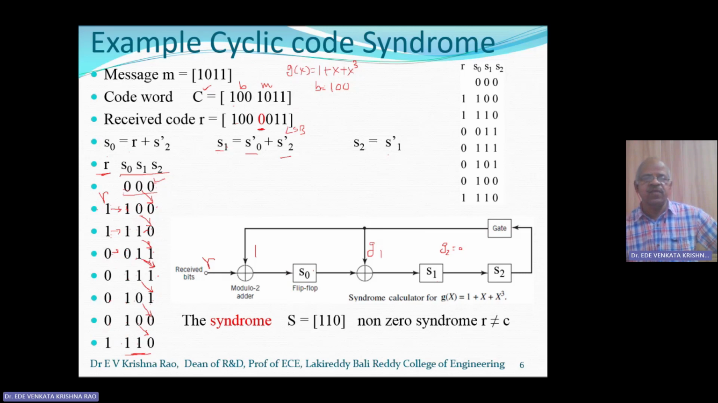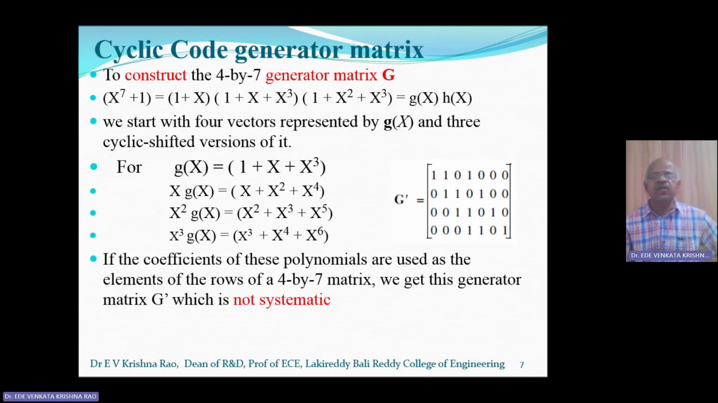So this is the syndrome S. S is 1, 1, 0. So it is not null. Whenever the syndrome is null, then R equals C. When the syndrome is not null, then R is not equal to C. We need to find out the error pattern for that particular syndrome.